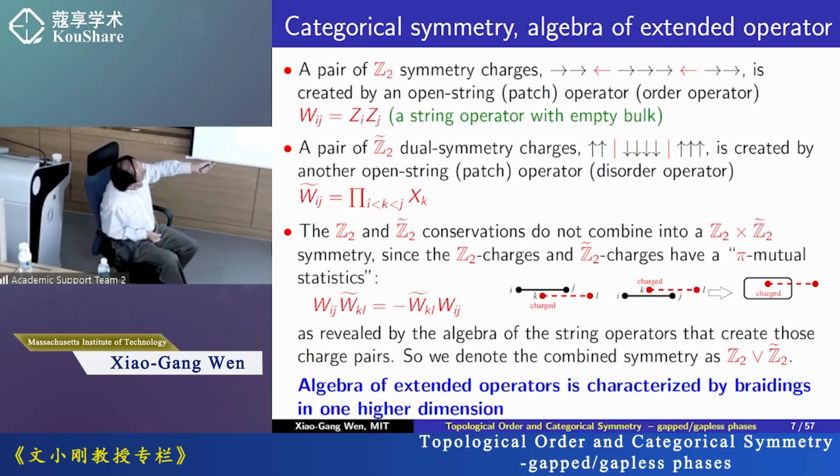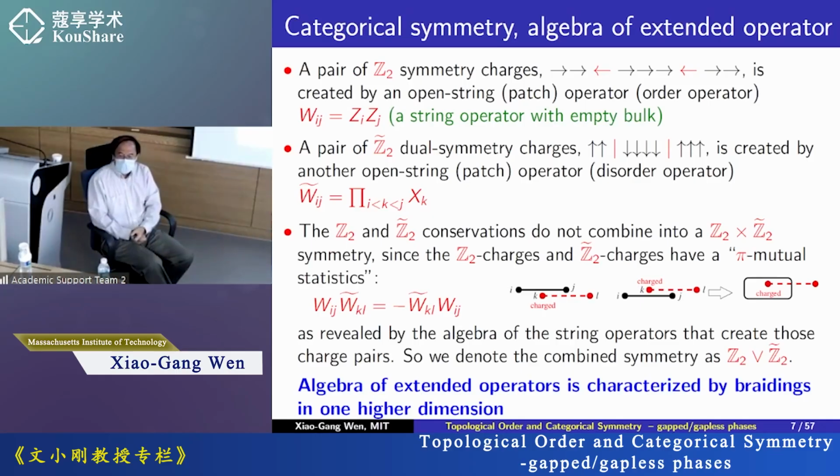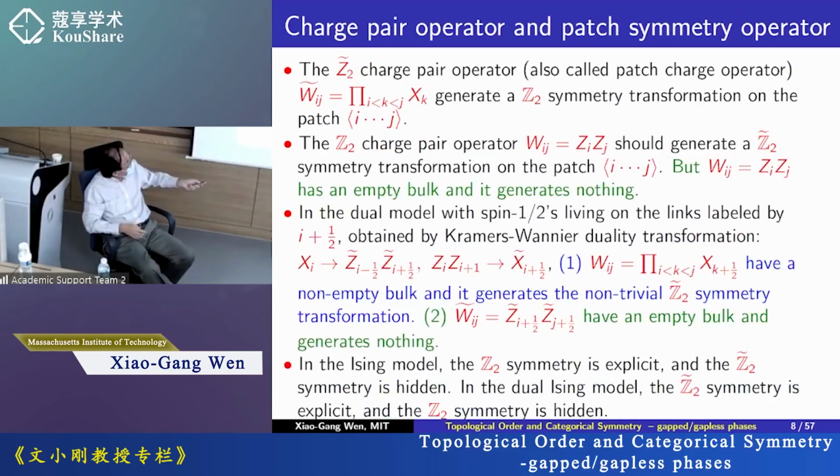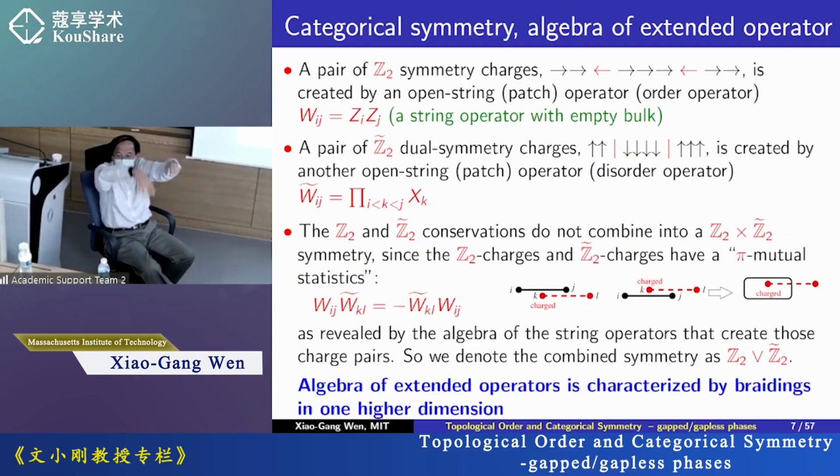To create a pair of Z2 charges, we just have Zi Zj. This operator creates a pair of Z2 charges. Then the operator which creates a pair of dual symmetry charges is actually a string operator. It's a multiplication of sigma x between i and j. It's a segment, a string operator. That flips the spins in a region, and that creates two domain walls. So this string operator always creates two domain walls.